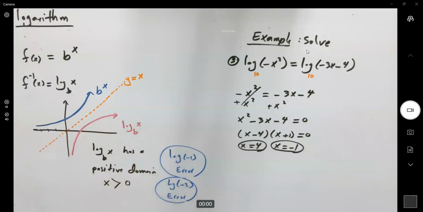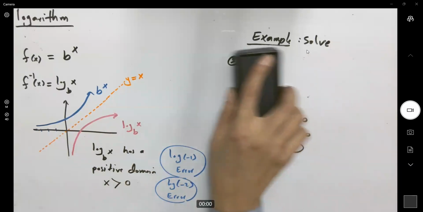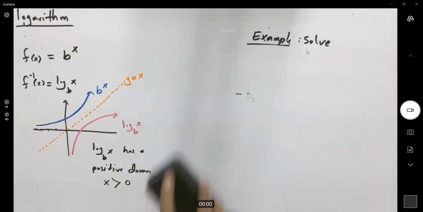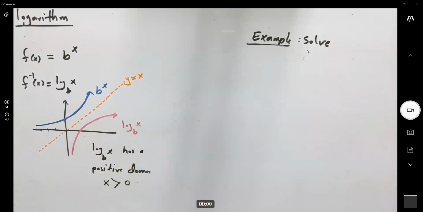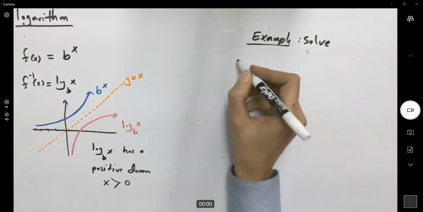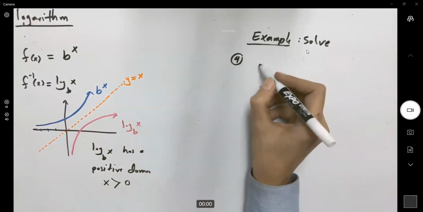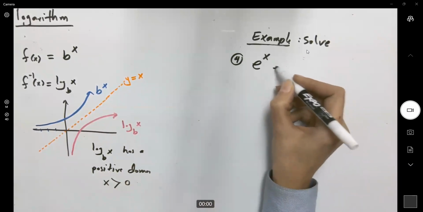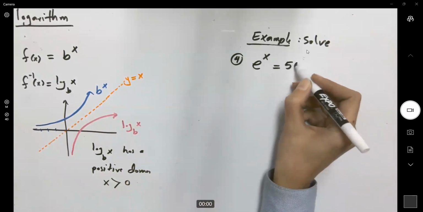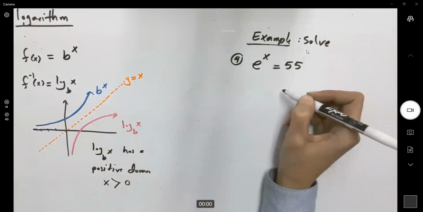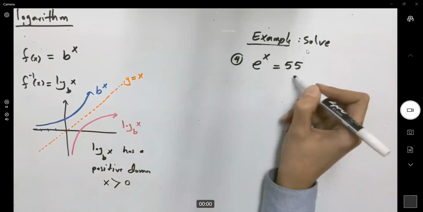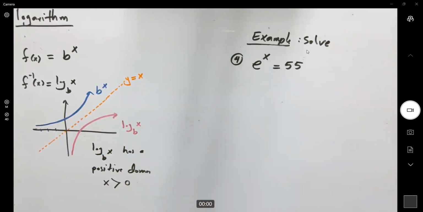Let's go over another example. Example number 4. The question says, now solve this for me. e to the x is equal to 55. Okay, e to the x is equal to 55. What should I do here?